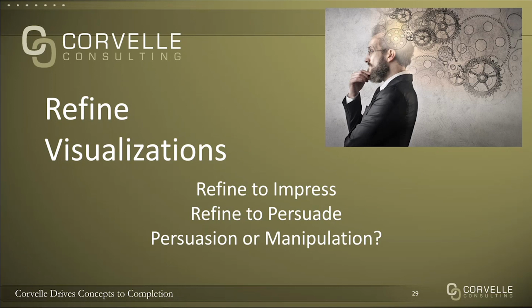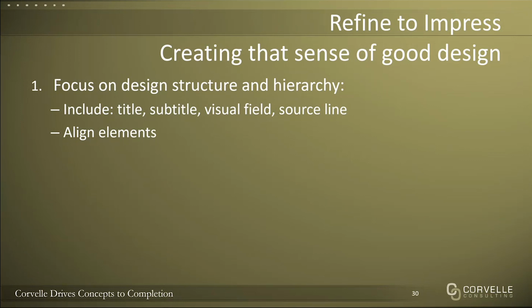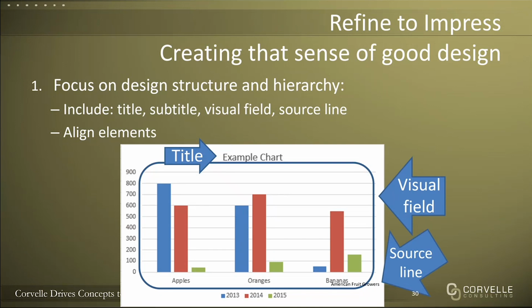Our next section is to refine visualizations. The goal is to confirm your design and remove extraneous data, graphics, and words. Here's a simple framework to guide our thinking. So we want to focus here on the design structure and hierarchy. So we want to include a title, subtitle, visual field, source element, and align these elements with each other.